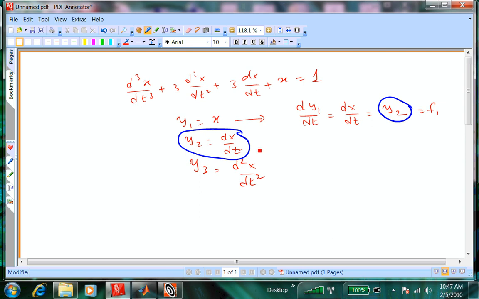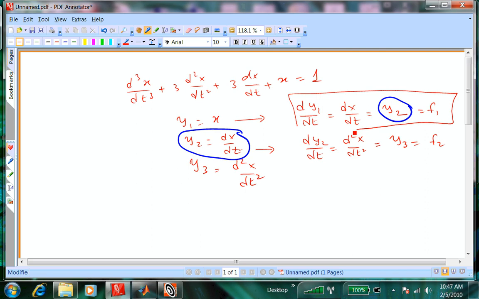Then I take the second equation, dy2/dt, and when I take the derivative, I'm going to get d squared x/dt squared. But d squared x/dt squared is nothing but y3. That is going to be my next function f2. So I have one differential equation, dy1/dt equals f1, which is y2, the second differential equation, and the third differential equation, which is dy3/dt, equal to d cubed x/dt cubed.